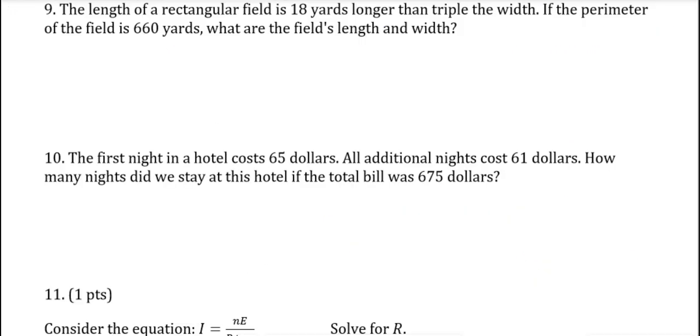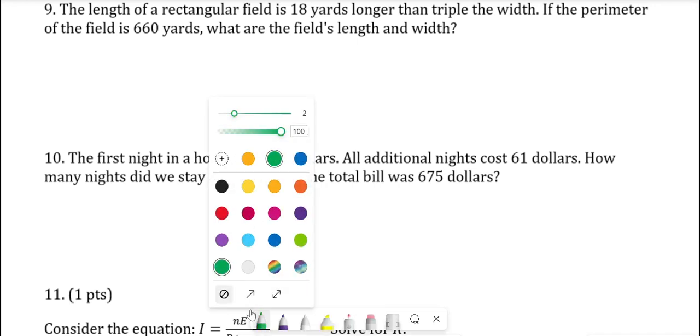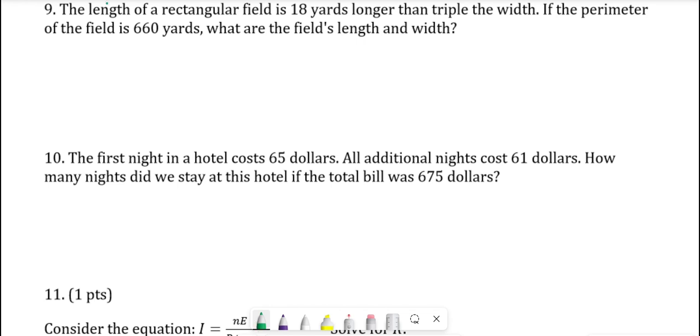Now, number 9 says the length of a rectangular field is 18 yards longer than triple the width. If the perimeter of the field is 660 yards, what is the field's length and width? I think this is a perfectly fine one to break out a picture, because we know what a rectangle looks like. Here's a rectangle. Rectangles have a certain length and a certain width, but they also have the exact same length and width opposite those.